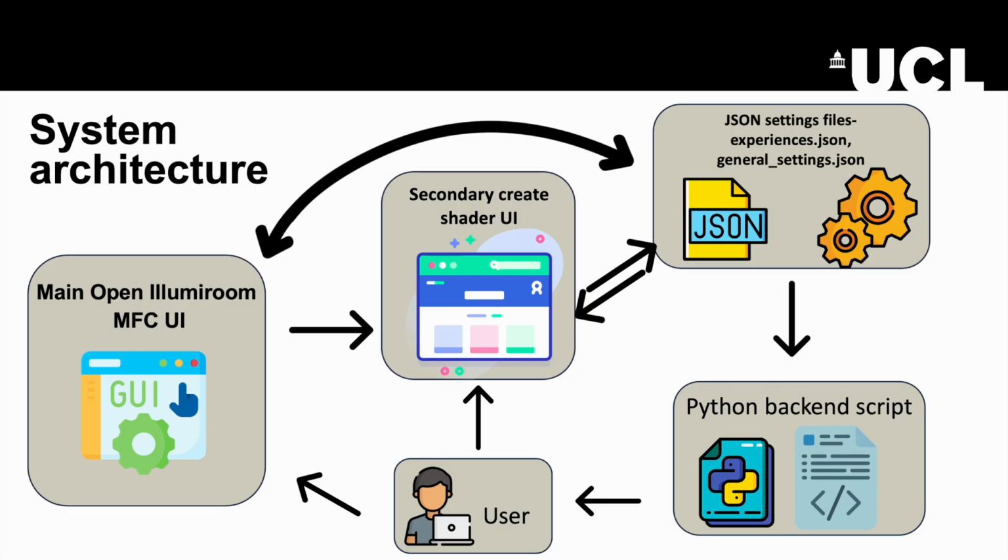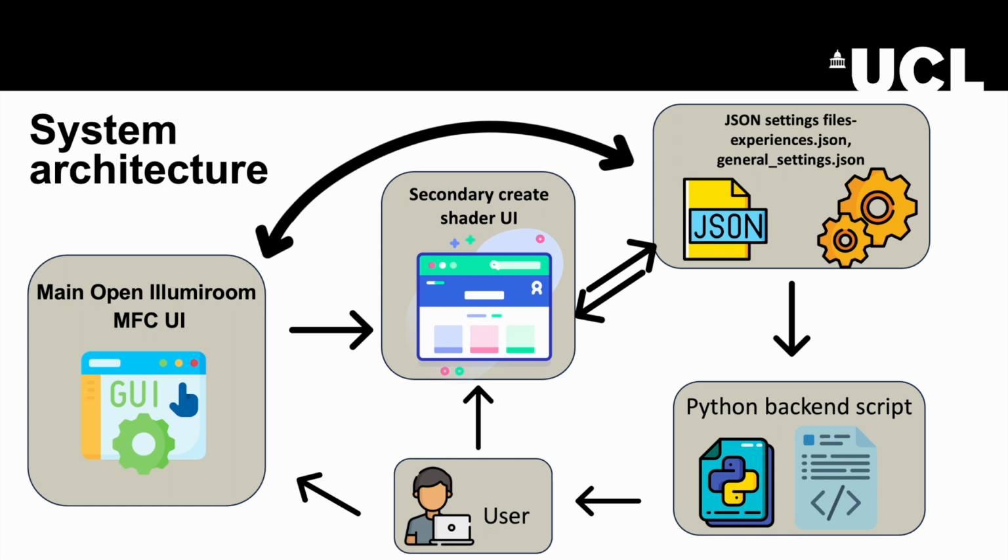So this is the system architecture diagram. The main Open Illumiroom MFC UI serves as the primary interface. The user interacts with this GUI to control the system's functionality. To create a custom background effect, the user can launch the Create Shader UI from the MFC and make his own shader. The shader UI saves the background effect and then writes the information to the JSON files.